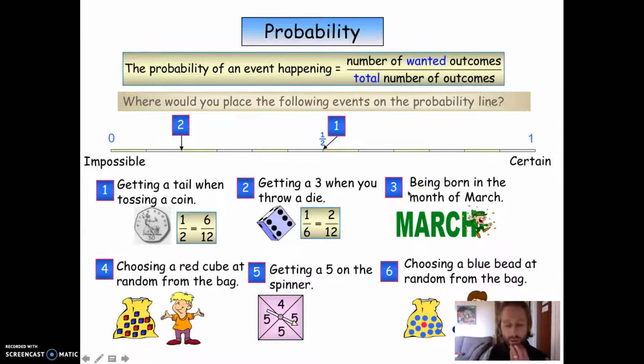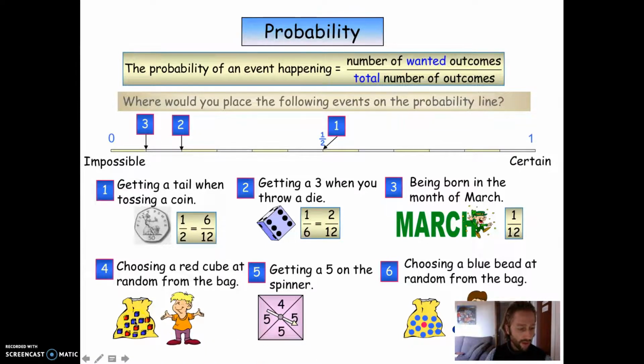Think about the one for number 3 then, being born in the month of March. What's the probability of that happening? Well, hopefully you said it was a 1 in 12 chance. There's one outcome we want, the month of March, and there's 12 months it could happen.